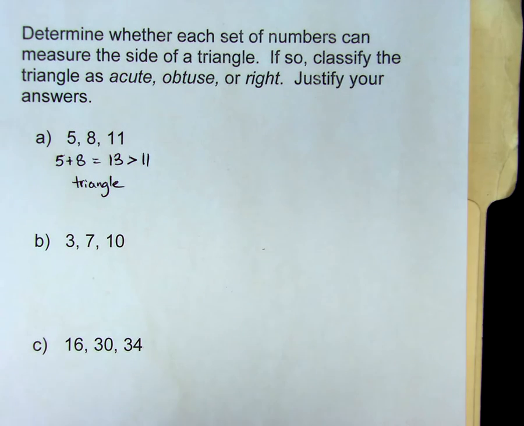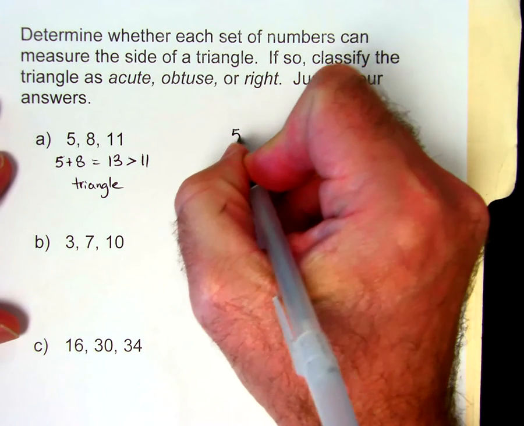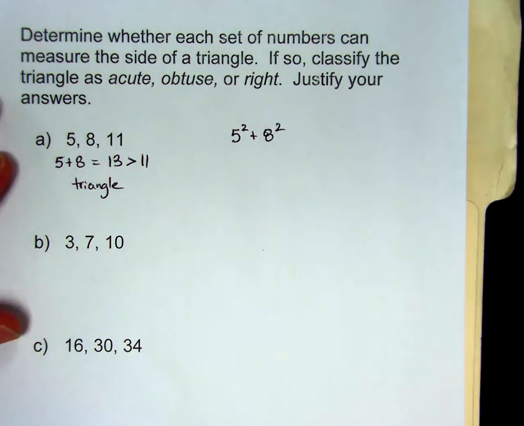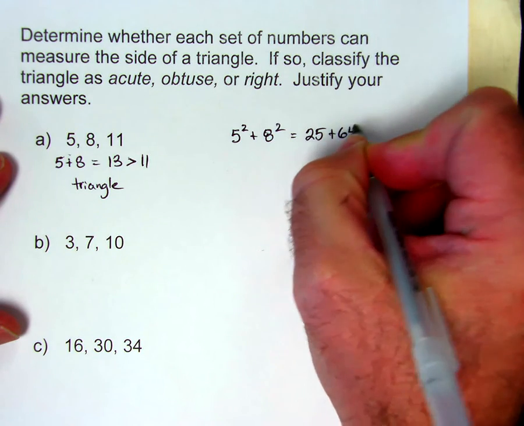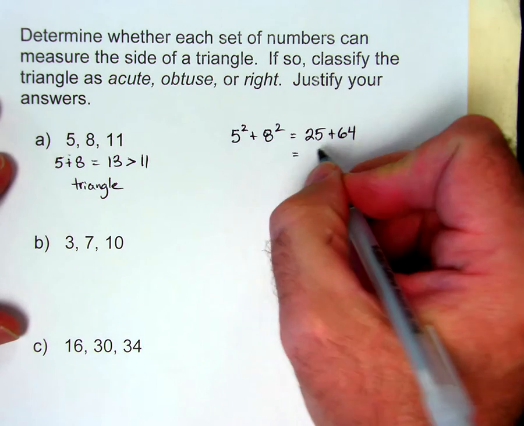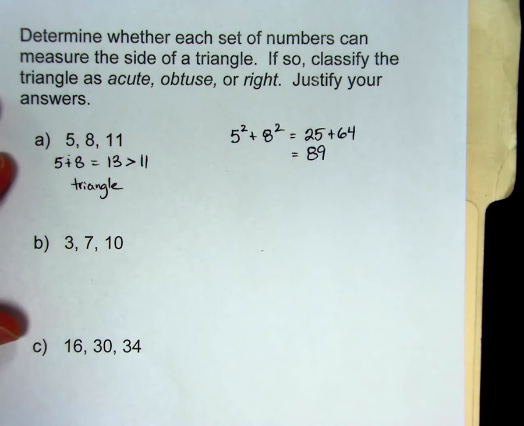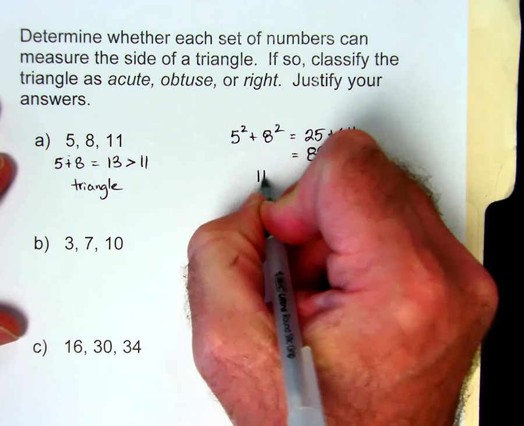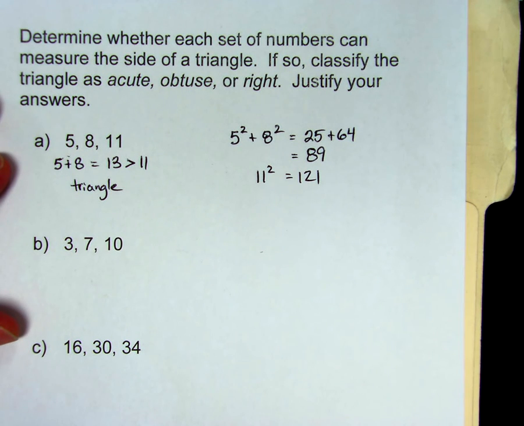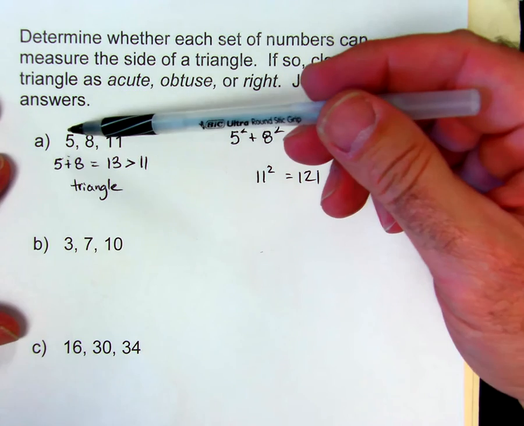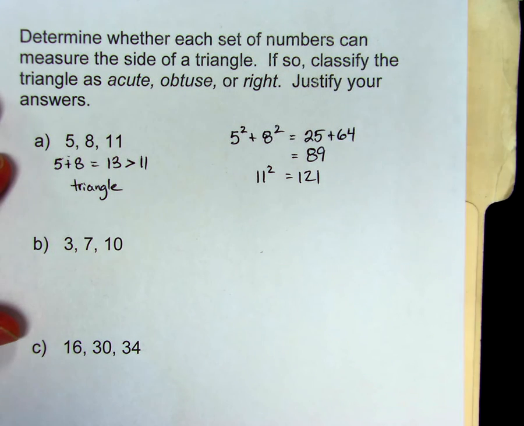Now, what we want to do is compare the squares. So, 5 squared plus 8 squared. We want to find the sum of the squares of the shorter sides. So that'd be 25 plus 64, which gives us 89. If I square 11, I get 121. So is that a right triangle? No. The sum of the squares of the two shorter sides did not equal the square of the longer side.